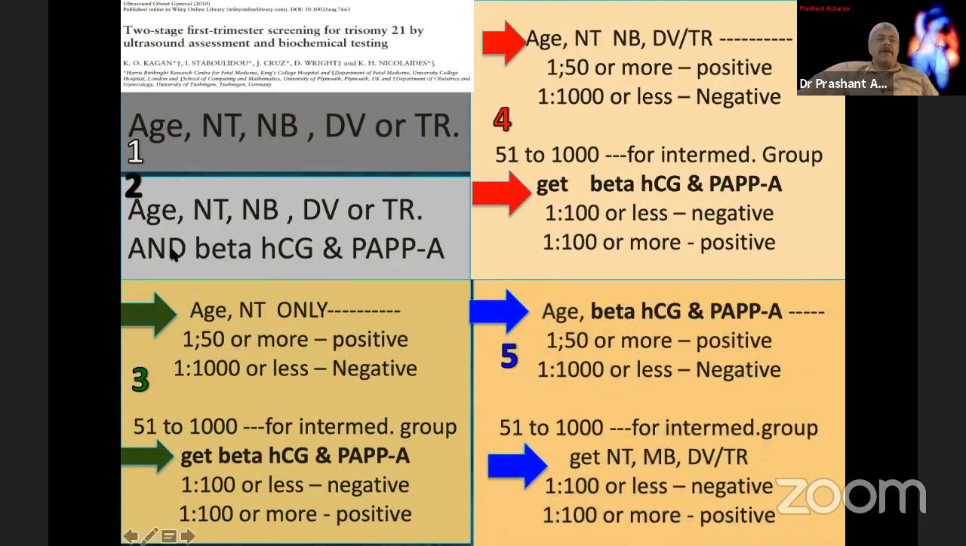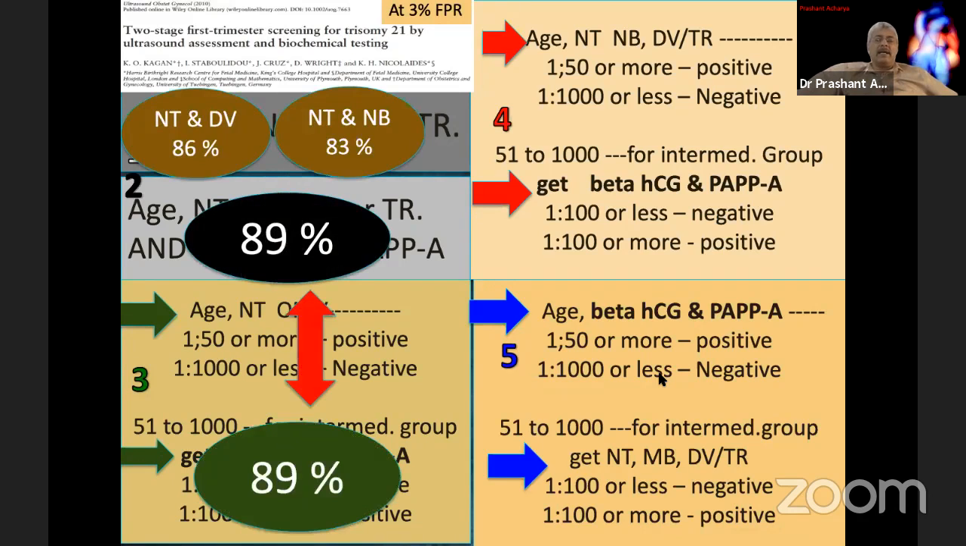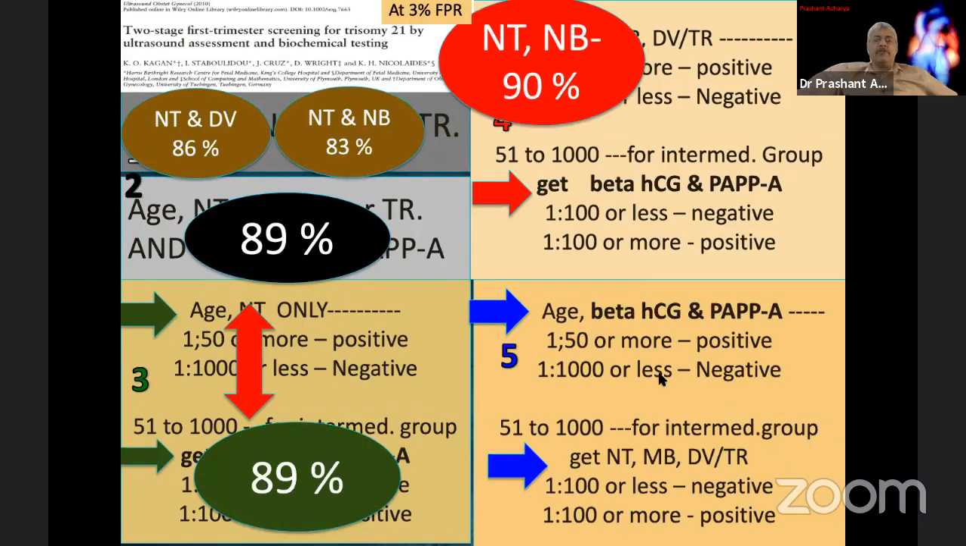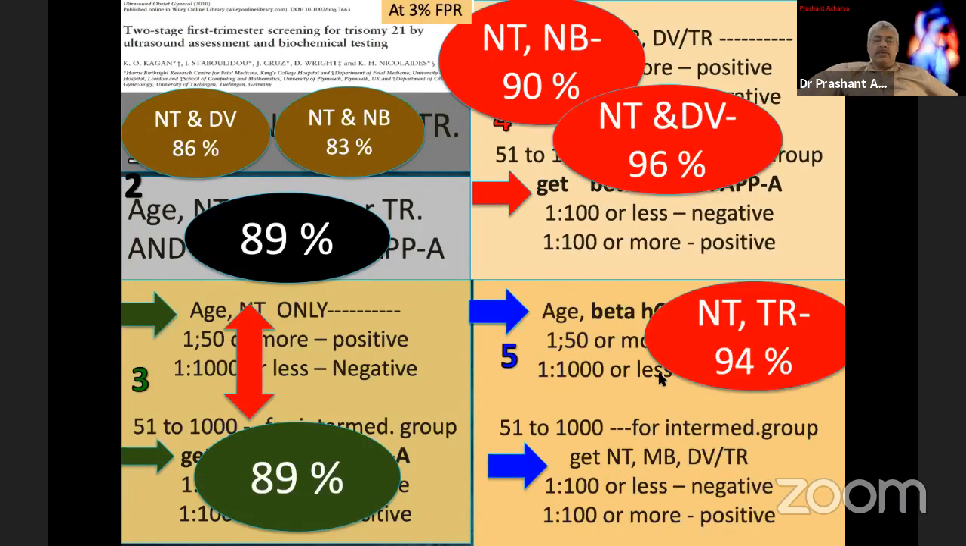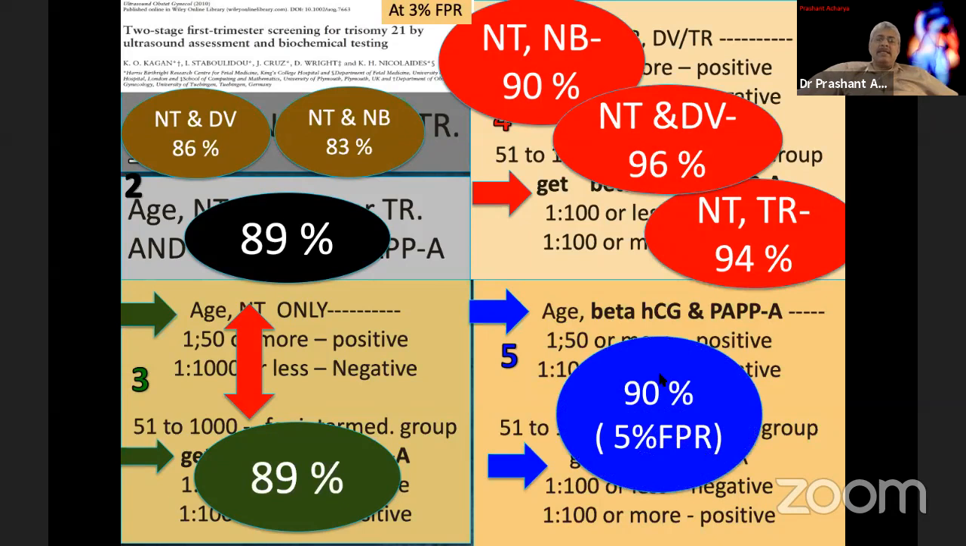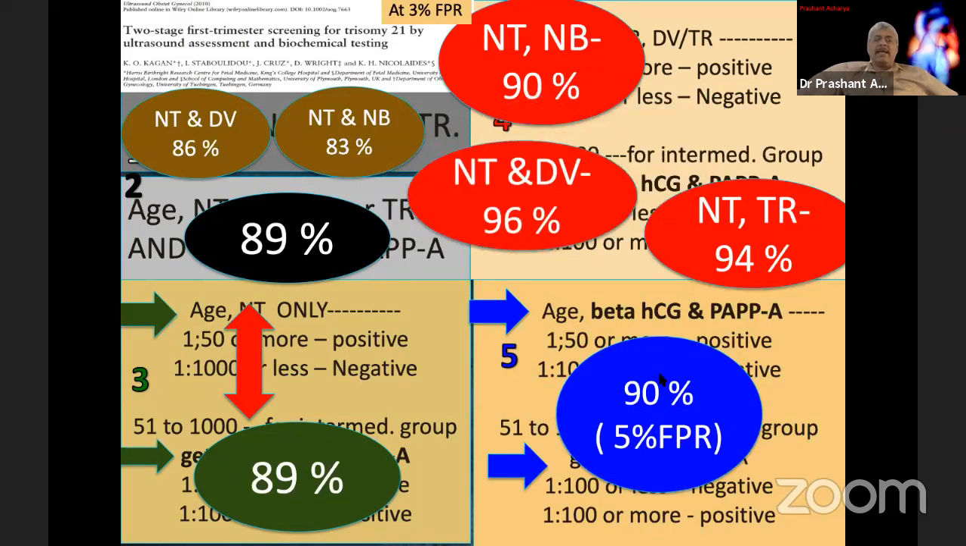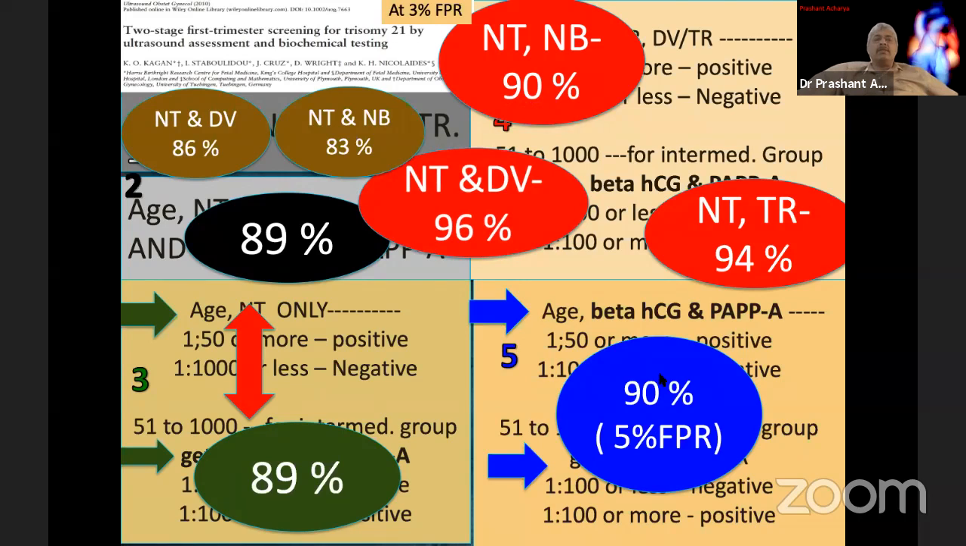These are the 5 groups: only ultrasound with dual marker. Here only NT and biochemical markers. Here the age, nuchal, and nasal bone, and here only first biochemical markers and then ultrasound. The detection rate of everything was compared at 3% false positive, and the detection rates are in front of you. It tells you the highest detection is by nuchal, ductus venosus, and contingent biochemistry.